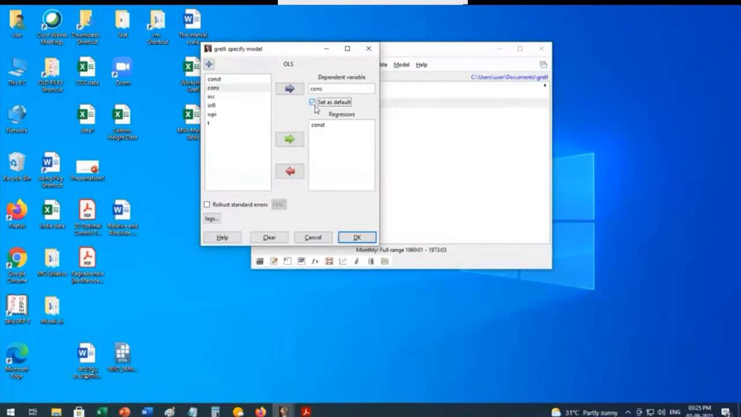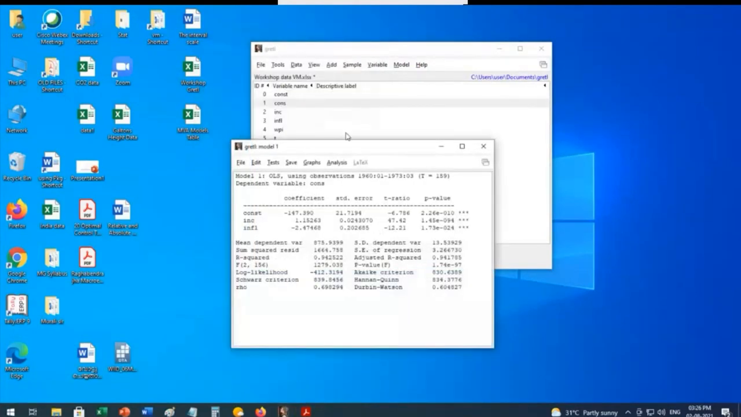so that the consumption will remain here. Now we enter the two independent variables, income and the inflation. Click here. We have income, inflation along with the constant. Now, if you have any doubt, you can go to the help and see what is given there. Okay. Now we click OK and we get the regression result here.